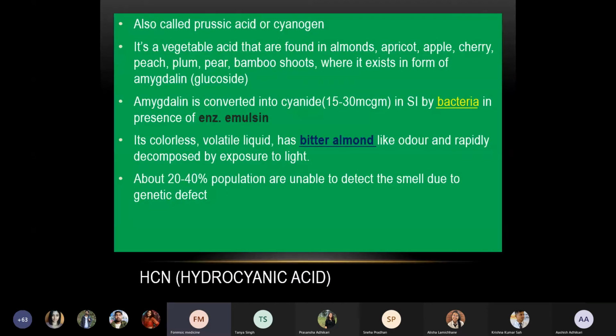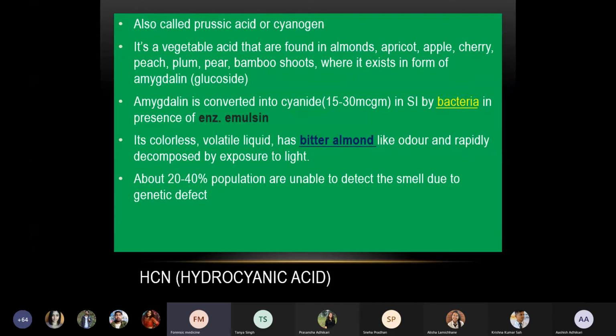The last one is hydrocyanic acid. Hydrocyanic acid is also called prussic acid or cyanogen, and it is found in fruits such as almonds, apricots, apple, cherry, peach, plum, pear, bamboo shoots, and this hydrocyanic acid exists in the form of amygdalin.